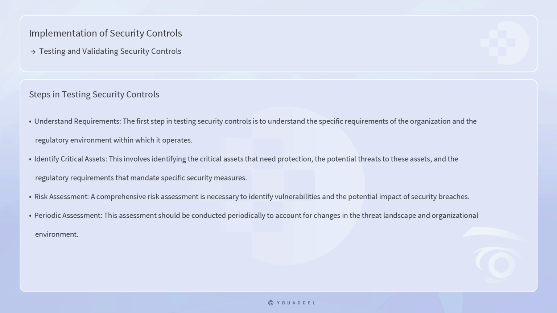The first step in testing security controls is to understand the specific requirements of the organization and the regulatory environment within which it operates. This involves identifying the critical assets that need protection, the potential threats to these assets, and the regulatory requirements that mandate specific security measures. A comprehensive risk assessment is necessary to identify vulnerabilities and the potential impact of security breaches. This assessment should be conducted periodically to account for changes in the threat landscape and organizational environment.